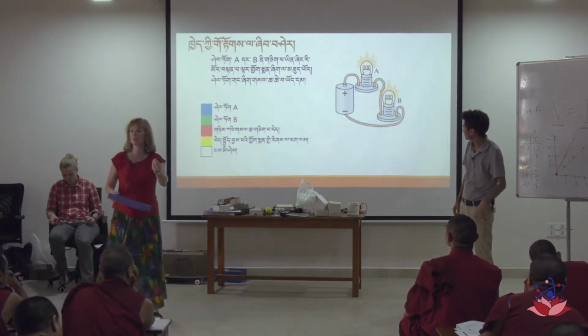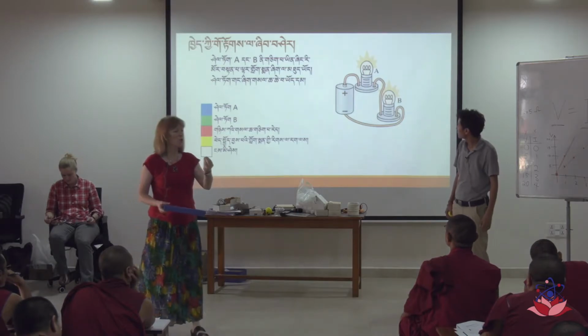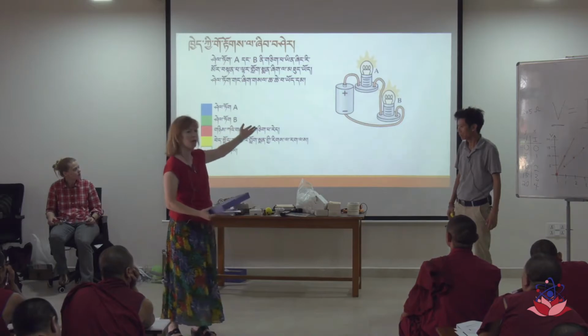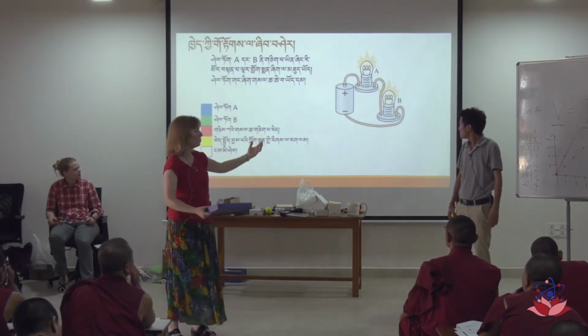So when you connect the circuit together, which light bulb, how do the brightnesses compare? Will the first one be brighter, dimmer, or the same as the second?